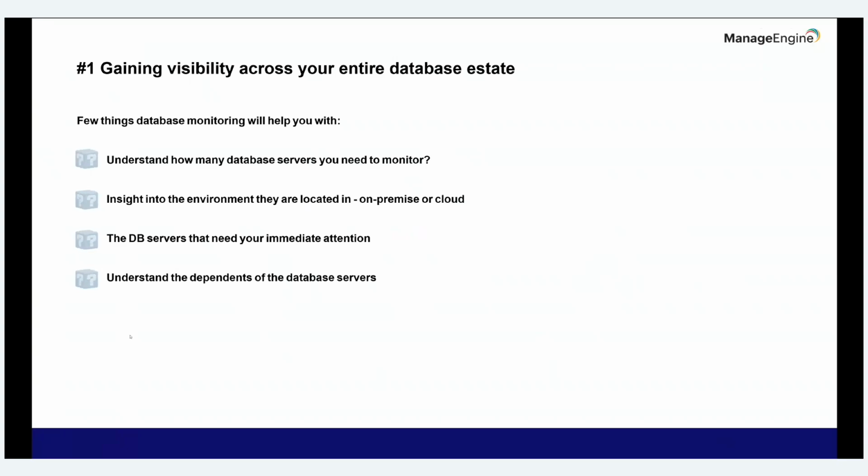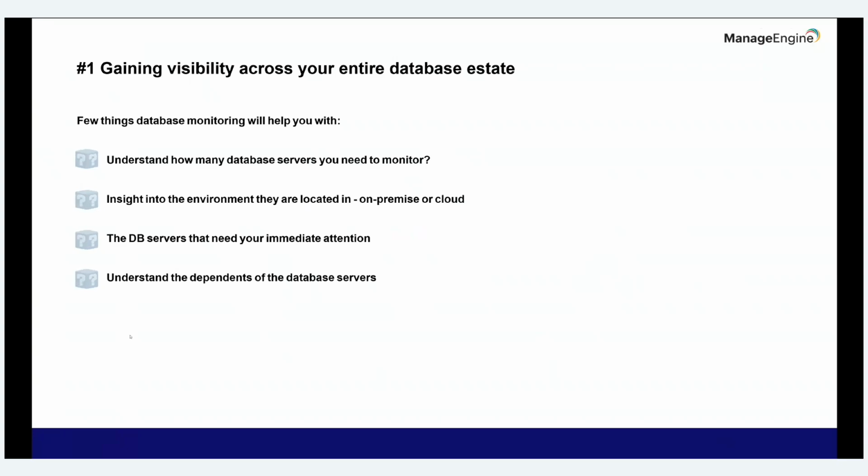A few things that we need help on in database monitoring are to understand how many database servers you need to monitor. Because you may have production servers, non-production servers, staging servers, UAT, and so on. So we need to understand what all the crucial DB servers are. We need to have an insight into the environment they are located in. Because if you compare an on-prem SQL database with an Azure SQL database, the performance KPIs differ. So we need to have an insight into which environment these databases are placed in, or which is having the issues. So, the DB server that needs your immediate attention.